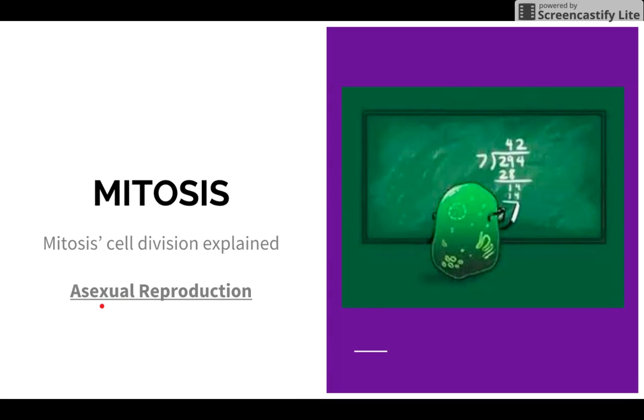Over again. Now let's talk about cell division. Okay, you can see the cell over here. He is going through division.